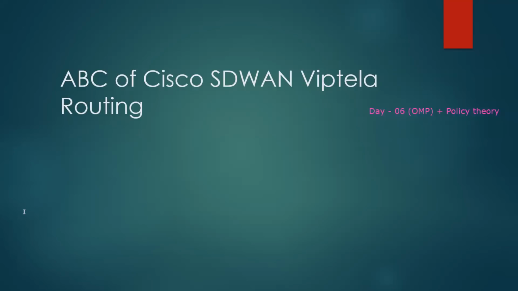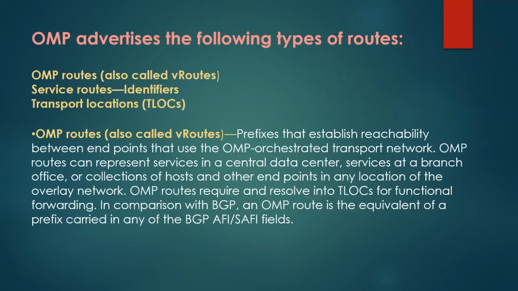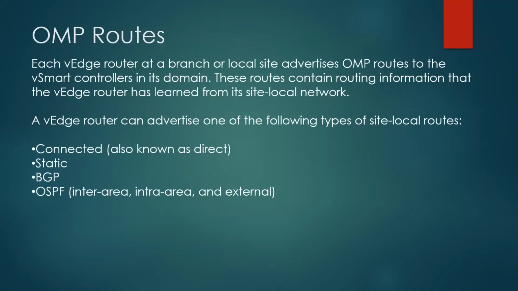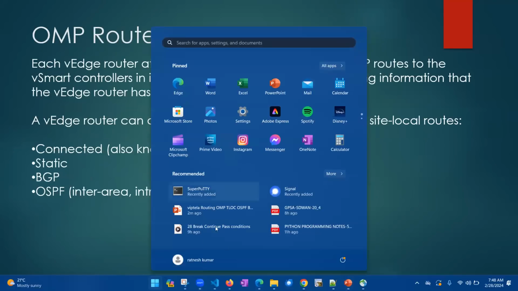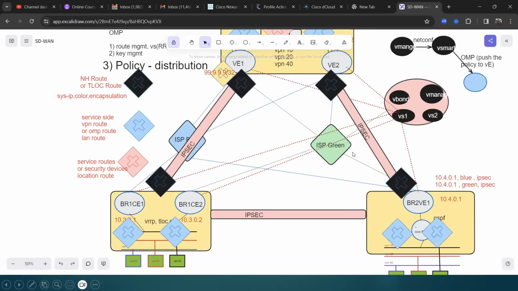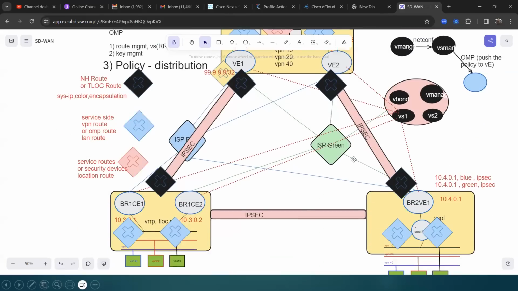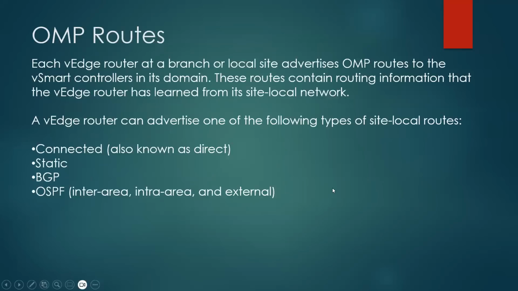So let's see this OMP. Actually, we have studied that in our previous session. What is OMP? What is OMP route, service route, transport route? So if you go to this particular link, this is our topology that we have drawn earlier to understand that OMP has different types of routes. So you will understand now.